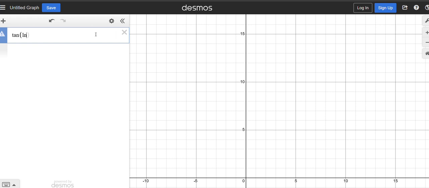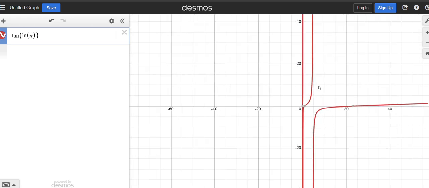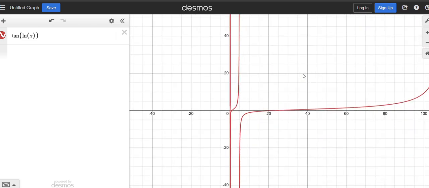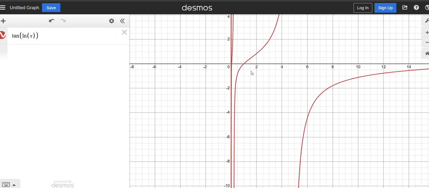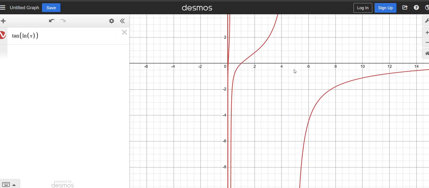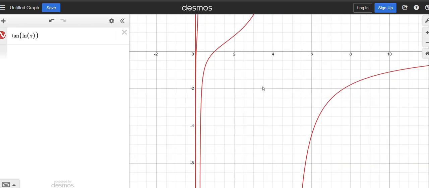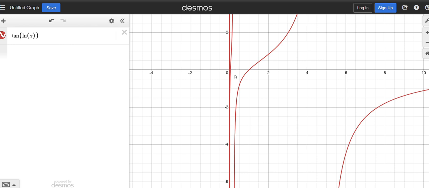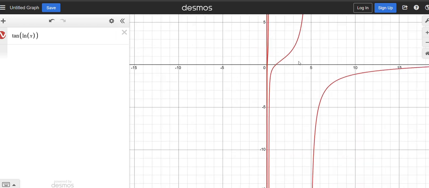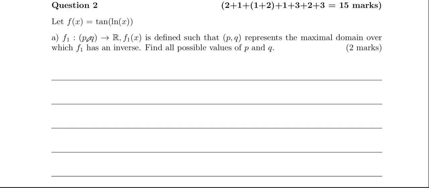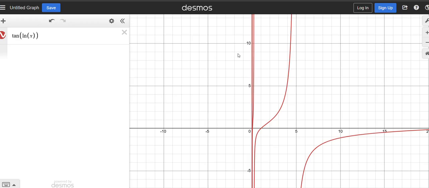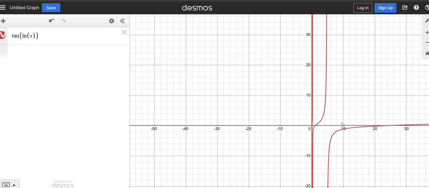Let's look at what tan of ln of x looks like. As you can see, p and q are going to be each of the asymptotes. For example, if p was this asymptote here and q was this asymptote here, then that would create one set of values where f1 of x has an inverse, or when it's 1 to 1.